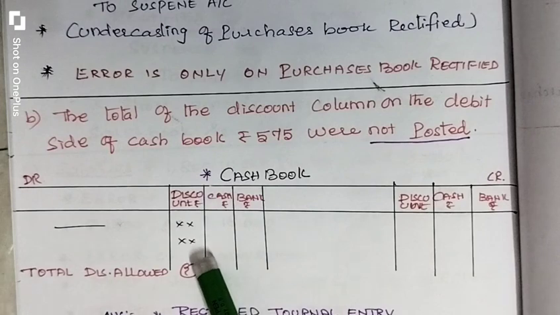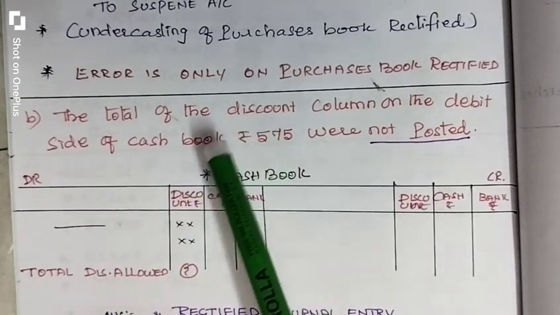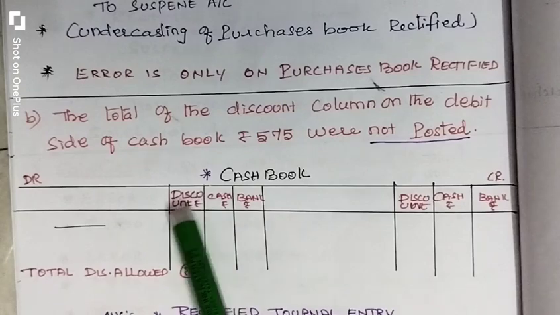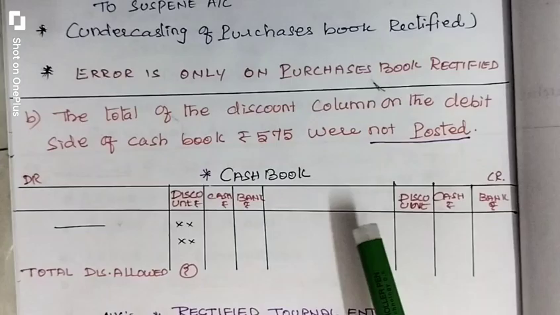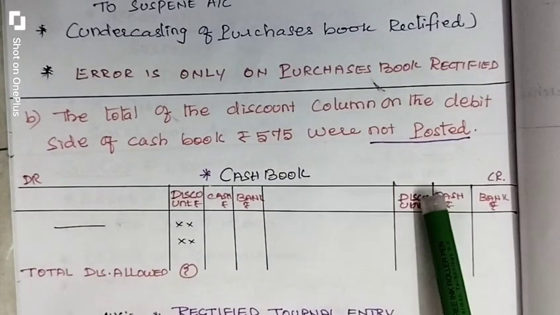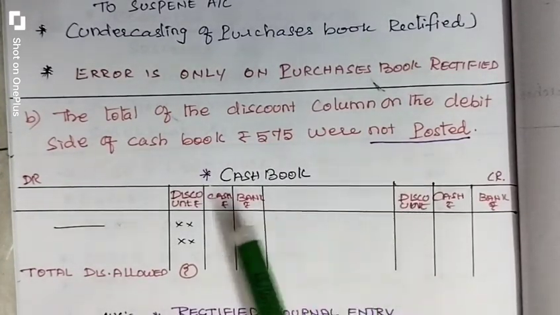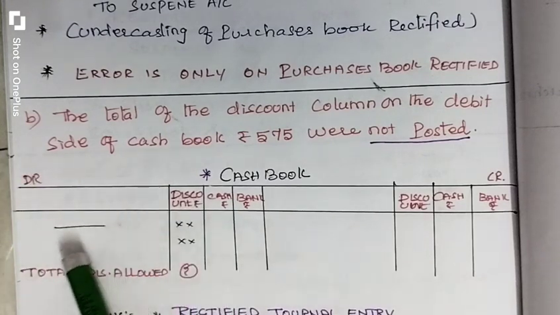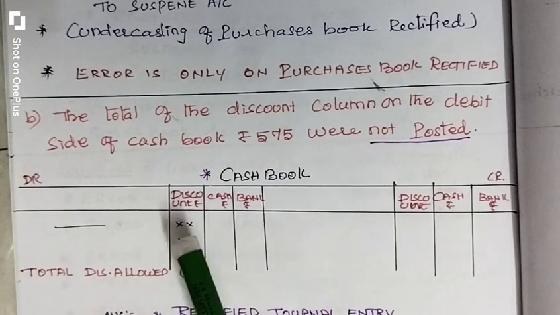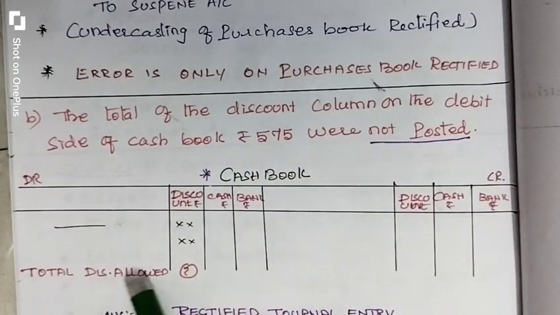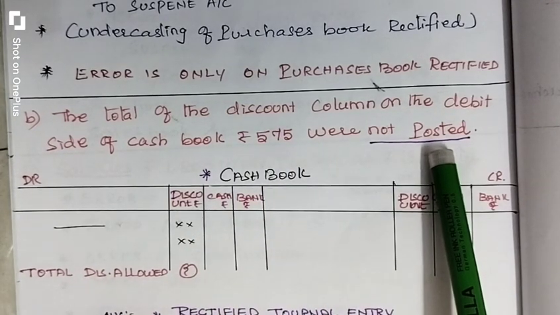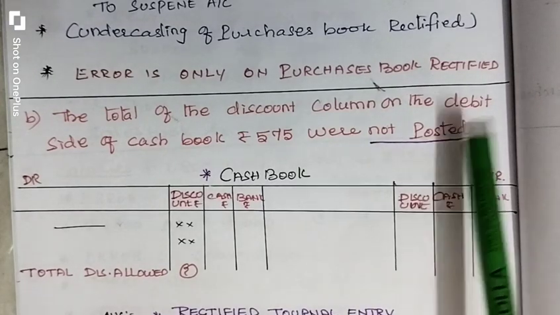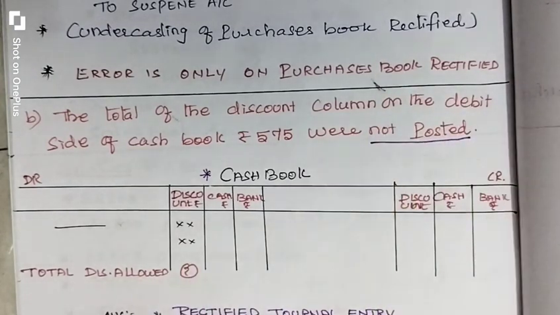575 was not posted. The debit side discount column we call discount allowed, and the credit side discount column we call discount received. So the total of the discount column on the debit side of the cash book, 575 rupees, was not posted. It was omitted. So how do we rectify? We find the error. How do we rectify it?